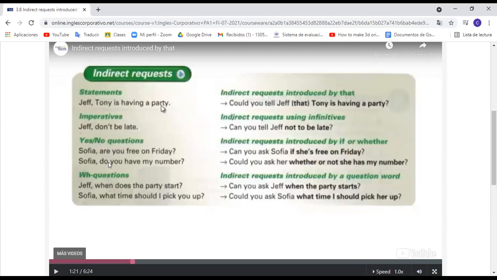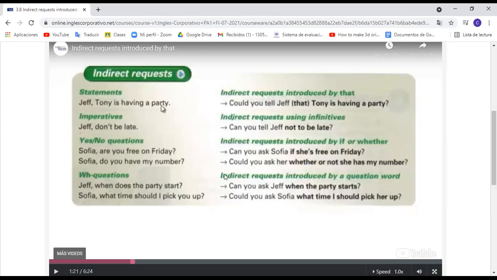That means if the question is with an auxiliary, like are, do, is, does, then we use if or whether. Now, if we are asking for information like what, when, where, then we don't use if and we don't use whether. We only use the same structure. Can you or could you ask the person and then the question, when the party starts or what time I should pick her up, right?